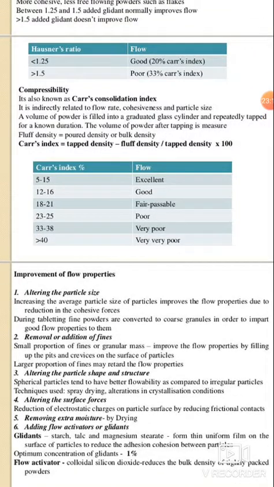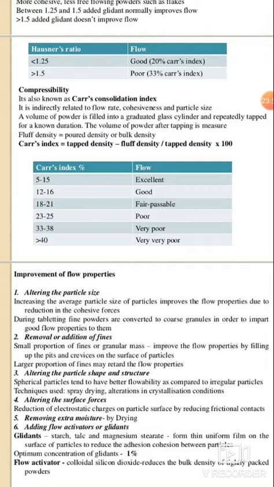There are other processes to improve flow properties by altering the particle size. Increasing the average particle size improves flow properties due to reduction of cohesive forces. You can take the average particle size. If you take spherical particles and your particle size distribution is uniform, then the possibility of particle friction is reduced. So altering it can increase the flow properties.